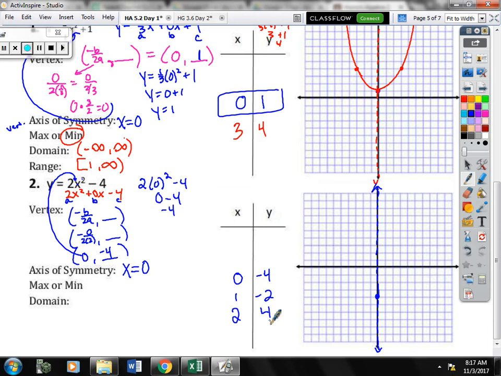Okay, so let's plot those points, and then we'll just reflect them across the axis of symmetry. So 1, negative 2, and 2, 4. So we'll just take and reflect those across the axis of symmetry. Again, just counting how many spaces away. So it's 1 space away, so you go another 1 space. This one is 2 spaces away, so we go another 2 spaces. And then we'll connect those with a parabola shape. Again, you want to make sure that it does appear to be curved, not little connect the dots segments.